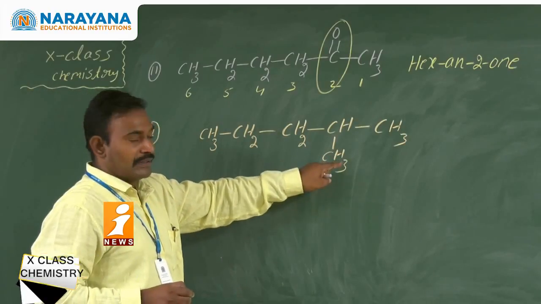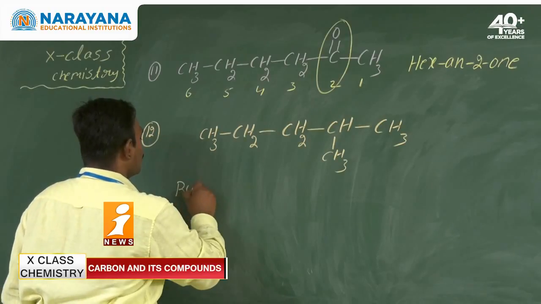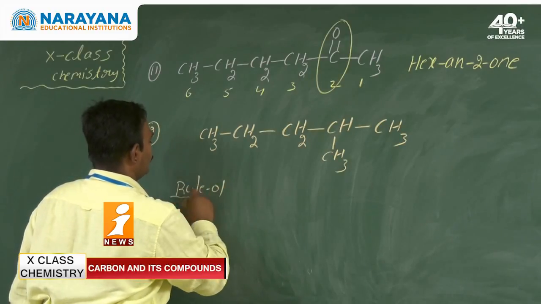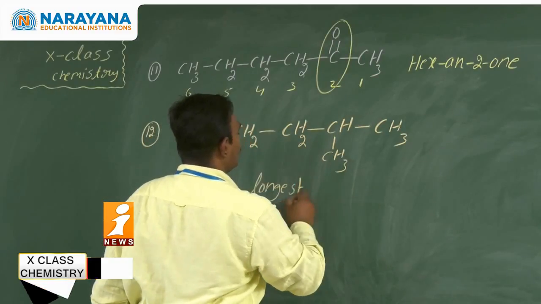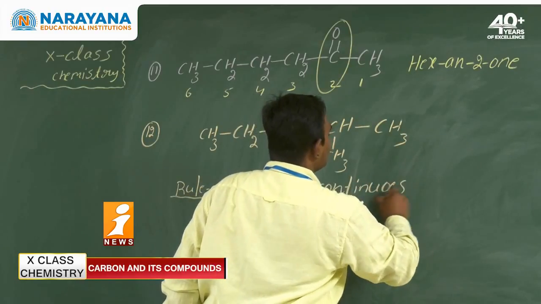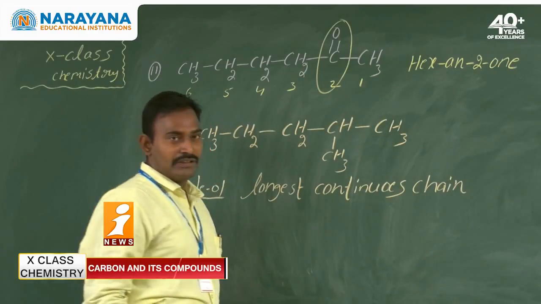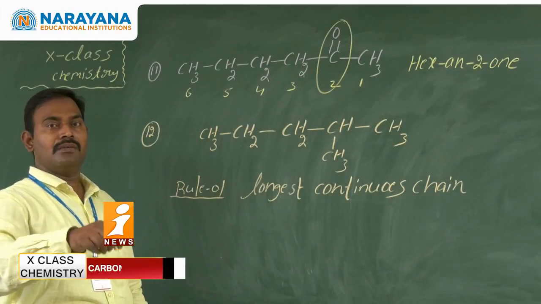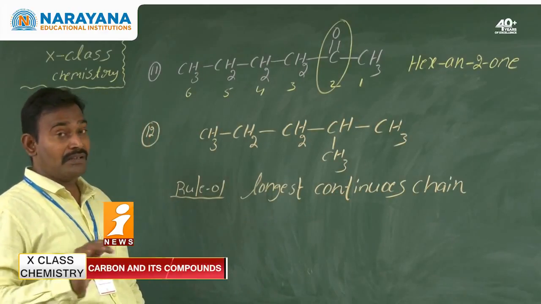Prefix there, nothing but substituents are there. At that time, according to rule 1, we have to select the longest possible continuous chain. If any functional groups are present, we have to include them in the longest chain. We should not exclude the functional groups.